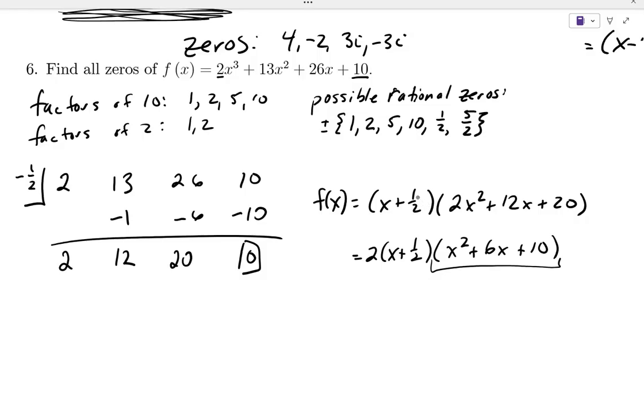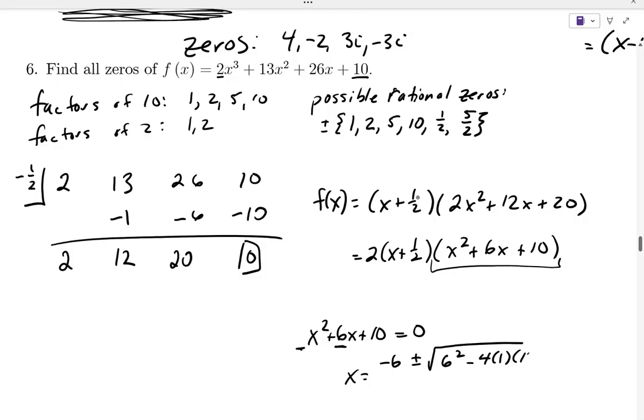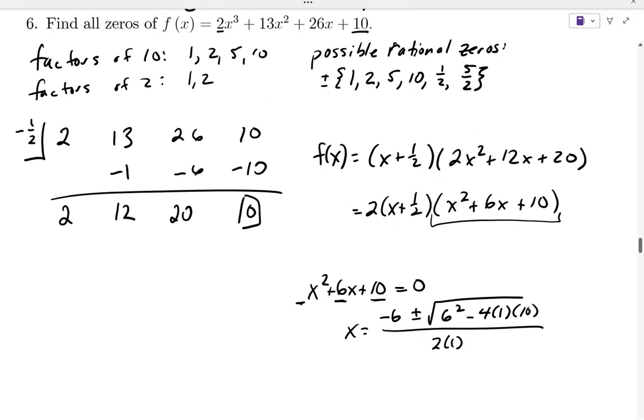So we'll go ahead and set that piece equal to 0 and use our quadratic formula. So quadratic formula again is negative b, so we get negative 6 plus or minus the square root of b squared, so 6 squared, minus 4 times a, which is the coefficient on the x squared, times c, which is our constant, and then divide it all by 2 times a. So we get negative 6 plus or minus the square root of 36 minus 40, all over 2.